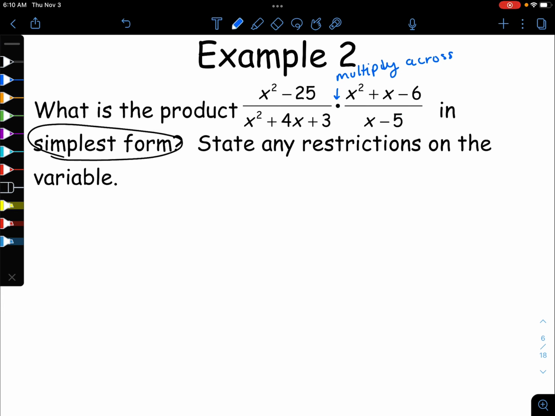I'm gonna start with blue here. So this one should look familiar to you. It's from difference of squares. So x squared minus 25. This will be x times x. This is 5 times 5. So we have x minus 5, x plus 5.